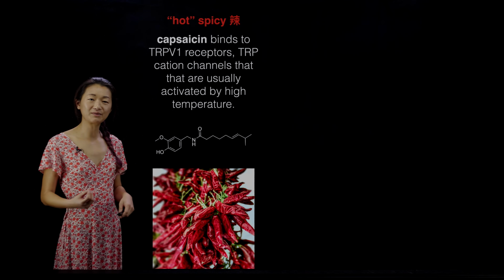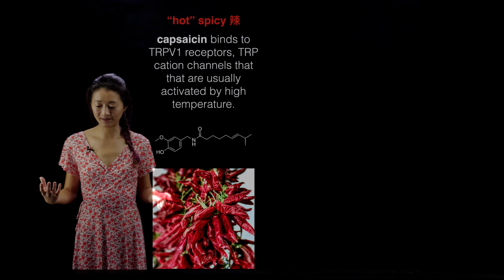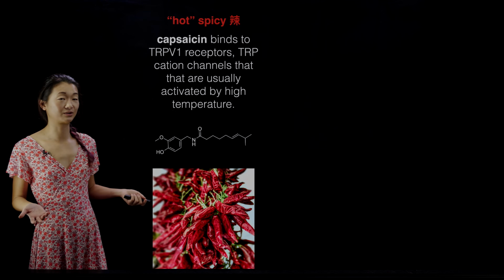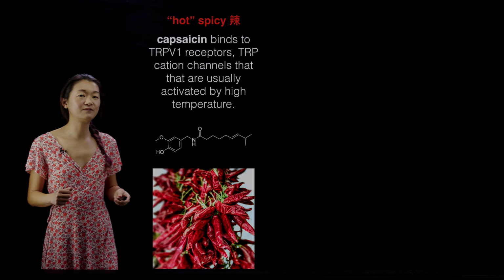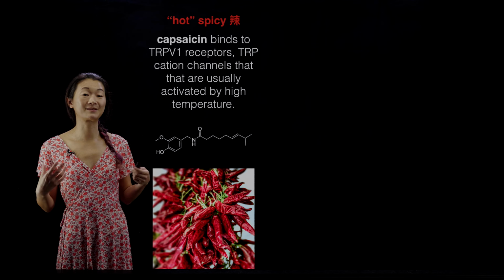Okay, the other thing that we really enjoy in food are things that are actually not taste receptors. This is something that I personally enjoy. I like spicy food, and spicy food is foods that have this molecule called capsaicin.